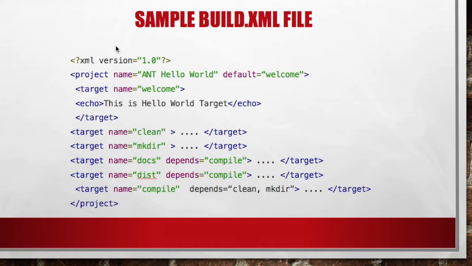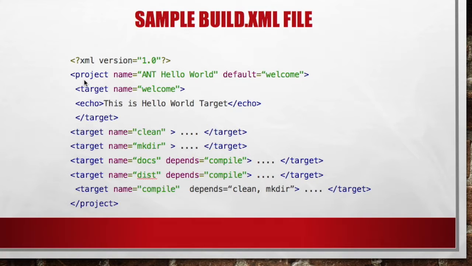So here you're seeing a sample build.xml file. As I previously mentioned, it has several elements like project, target, tasks, etc. Every build.xml file has to have its root element, which is project, and target. A target can have multiple tasks, as we already discussed, and targets could depend on other targets as well.